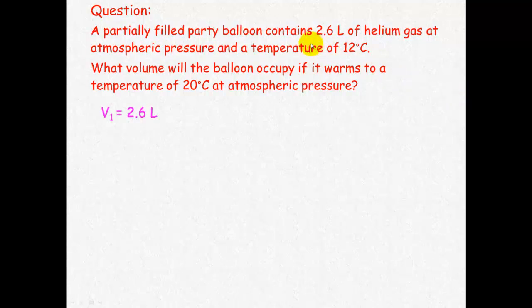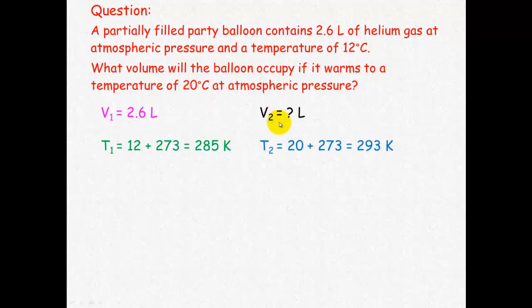So let's read it like a story again. 2.6 litres of helium gas, that's V1, at a temperature of 12 degrees. Remember, we need to work in Kelvin. It's always Kelvin, Kelvin, Kelvin when it comes to gas laws. Okay, so we've got V1 and T1. When the balloon warms to a temperature of 20 degrees, we've now got T2, and we're looking for V2. T2 again, in Kelvin: we add 273, and we get 293 Kelvin.